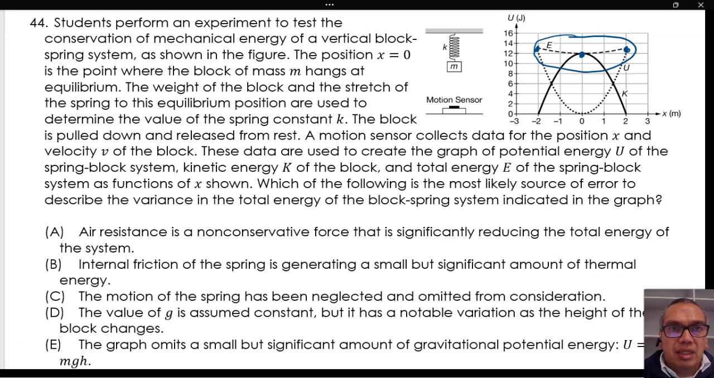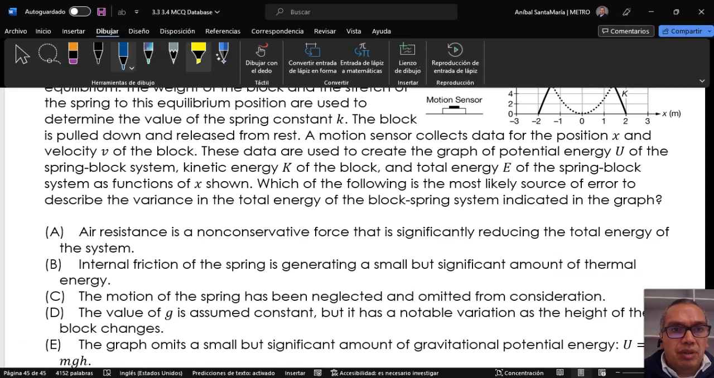The fact that the graph is symmetrical for the highest and lowest points of the trajectory indicates that, indeed, this discrepancy only occurs when the spring is in motion. Therefore, the most likely answer is option C.